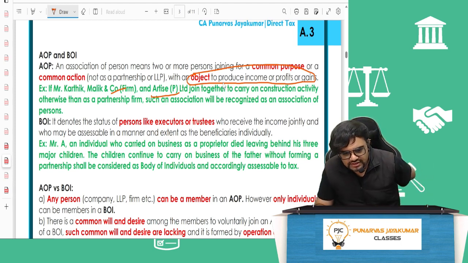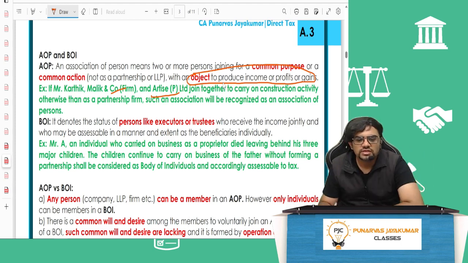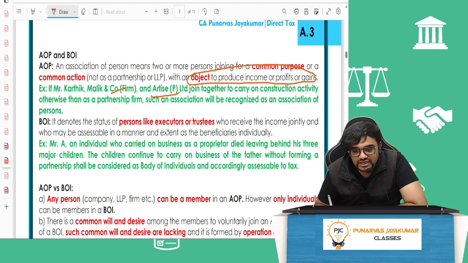BOI, on the other hand, is body of individuals. It denotes the status of persons like executors or trustees who receive the income jointly and will be assessable in a manner and extent as the beneficiaries individually.